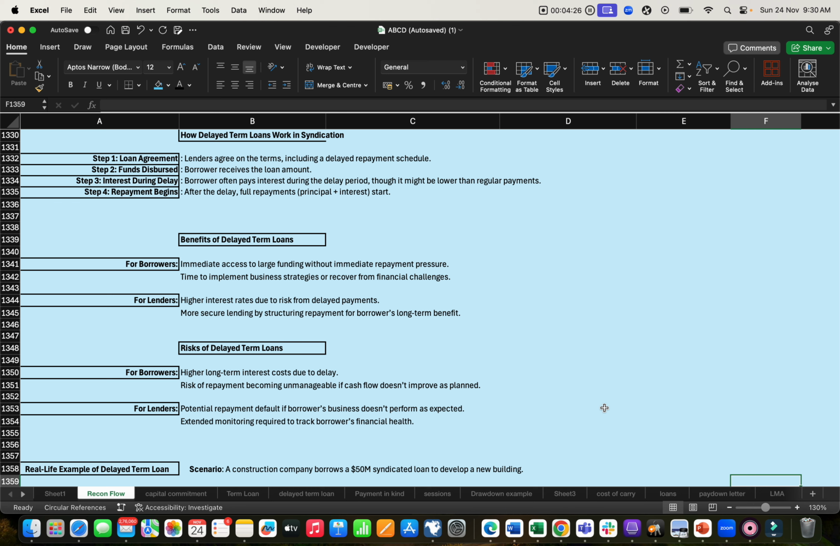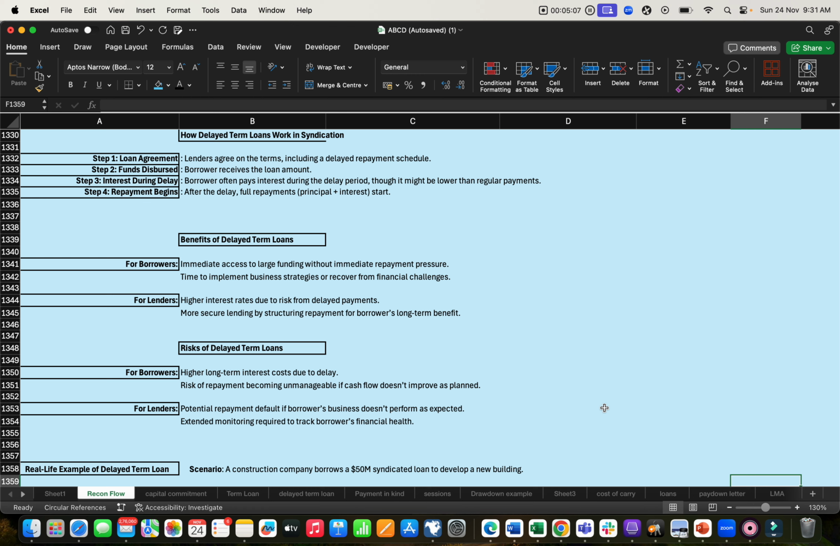For the lender, a higher interest rate due to the risk of delayed payment. So the lender also takes an advantage, because the borrower is not paying interest on time and needs some time as per the loan agreement. So they will charge a higher interest rate as well, because if we discuss a term loan, it is already decided in the loan agreement that at that time the borrower will pay the interest. But here in the delay term loan, it is already decided in the loan agreement that the borrower will pay the interest after some time, 6 months or 1 year. So that's why the lender is charging more interest.